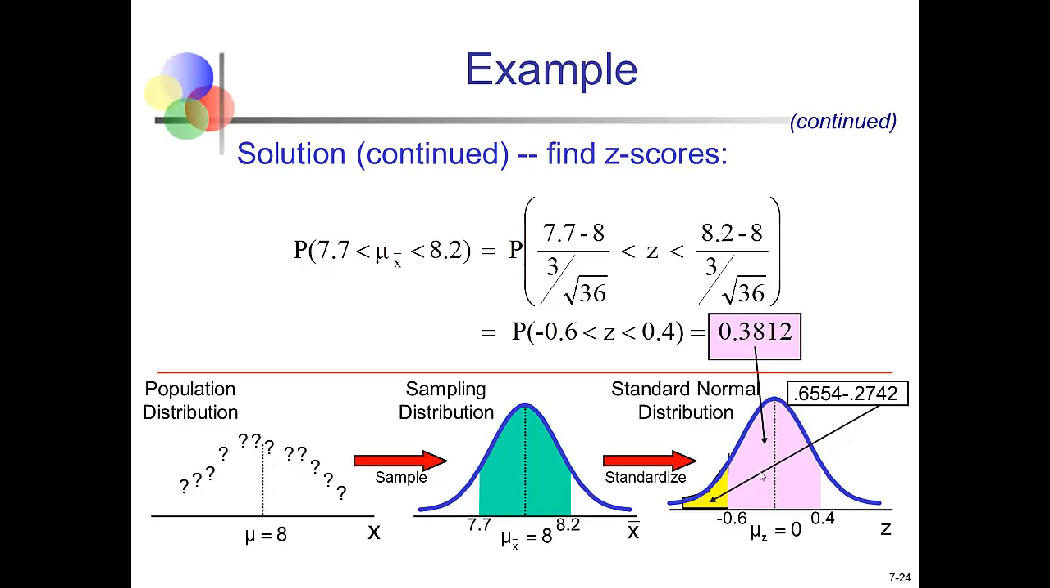So the total probability of being less than 0.4 is 0.6554. That's the whole area to the left of 0.4. We don't want this piece to the left of minus 0.6. That piece is the 0.2742. So we take the 0.6554, subtract out the bit we don't want, and we're left with 0.3812, which is the probability of being between this negative 0.6 and 0.4, or the probability of being between 7.7 and 8.2. Regardless of what the population distribution looks like, we know our sampling distribution is approximately normal because we have that sample size of 36, and that allows us to use the standard normal distribution to find the probability of interest.